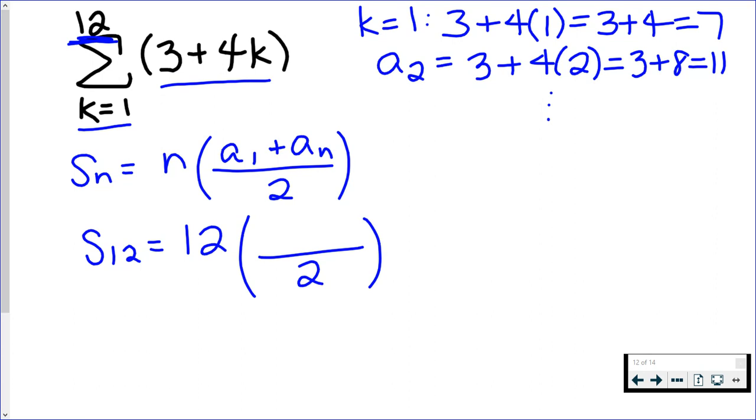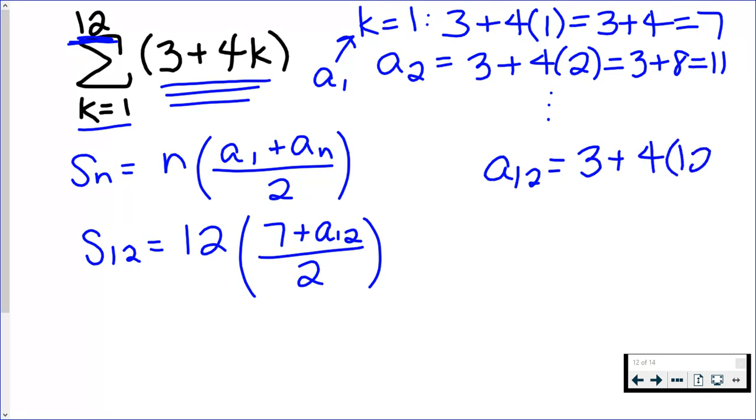Now, I already found the first term. When you plug in k equals 1, you're finding term 1, which is a subscript 1. So I already have that. That's 7. The only thing we're missing is a sub n, which in this case would be a subscript 12. We need to find the 12th term. Well, if you're given the rule, remember, you just plug in whatever term number you want for k. So 3 plus 4 times 12 would be 3 plus 48, which is 51.